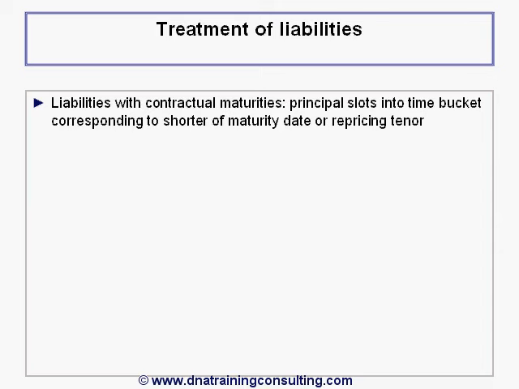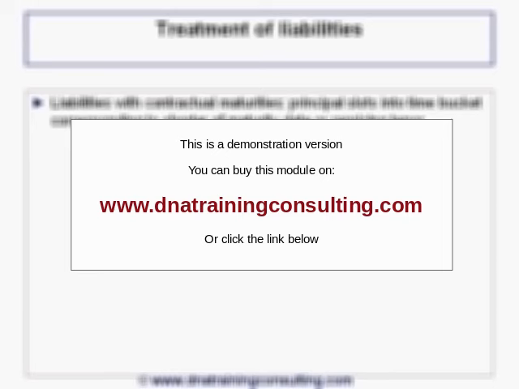Liabilities with contractual maturities are handled in a very similar manner. Their principal amount slots into the time bucket corresponding to the shorter of their maturity date or repricing tenor. Many liabilities, however, have a contractual maturity that does not truly reflect their anticipated maturity date, such as demand deposits, interest-free checking accounts, and savings accounts that pay a below-market interest rate and are often benchmarked to some regulated rate set by the central bank. These may be included in gap reports in a number of possible ways, 2 of which are summarized next.